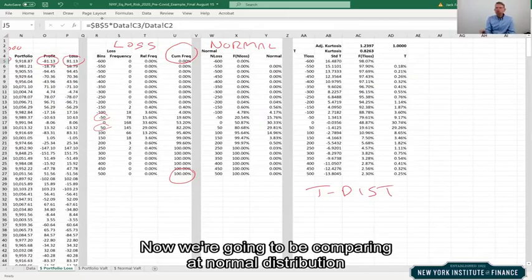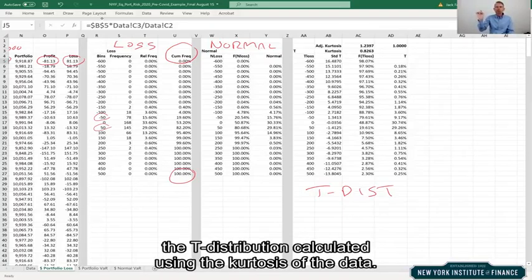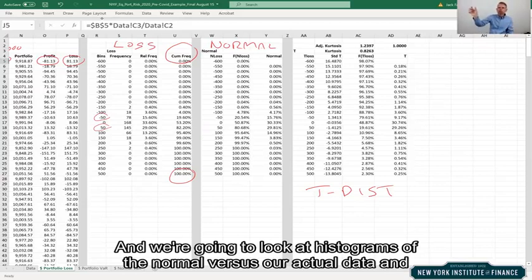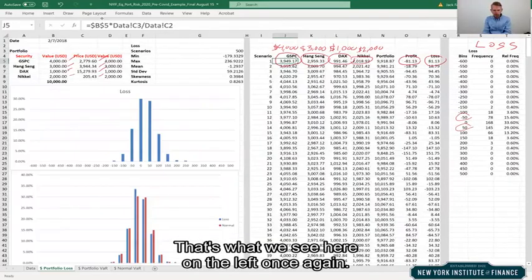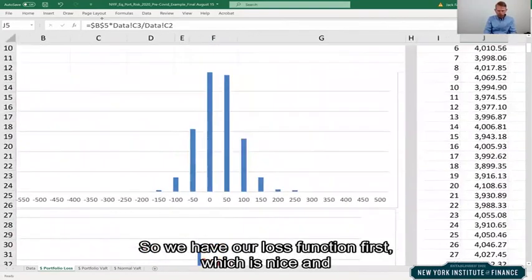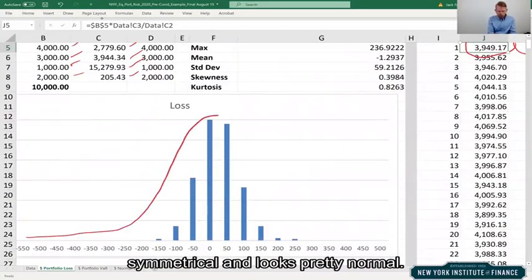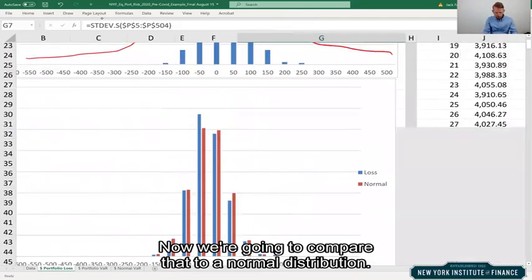Now, we're going to be comparing that normal distribution calculated using the normal density function and the t-distribution calculated using the kurtosis of the data. And we're going to look at histograms of the normal versus our actual data and of the t-distribution versus our actual data. That's what we see here on the left once again. So we have our loss function first, which is nice and symmetrical and looks like pretty normal.